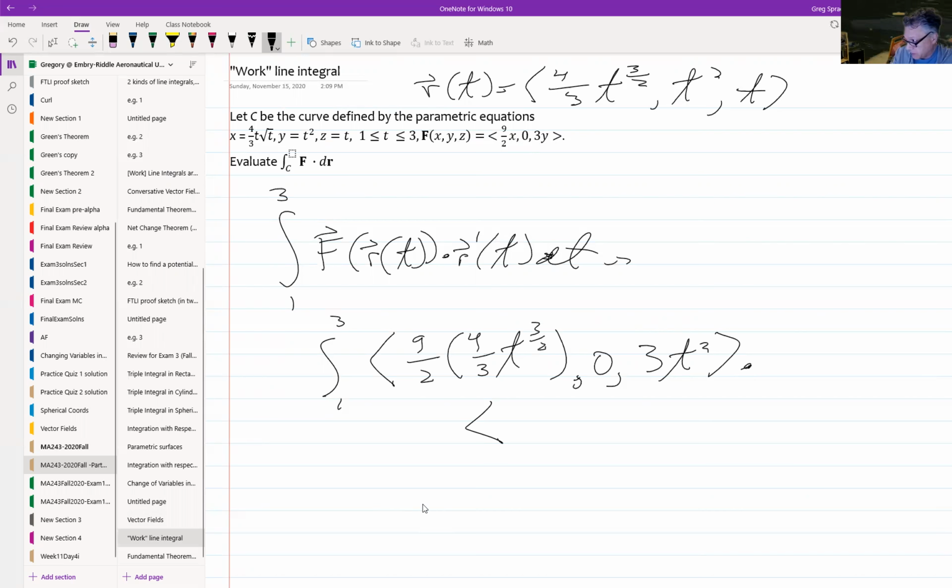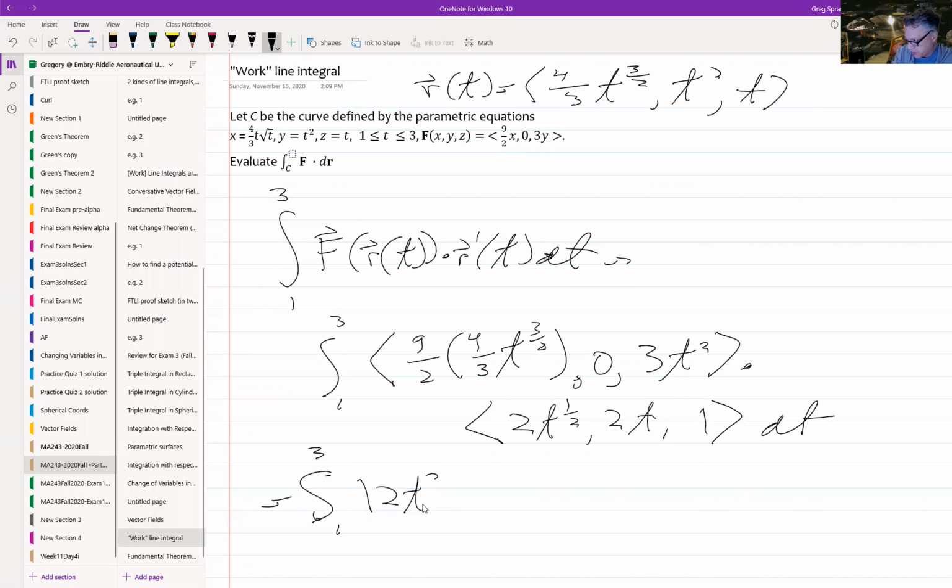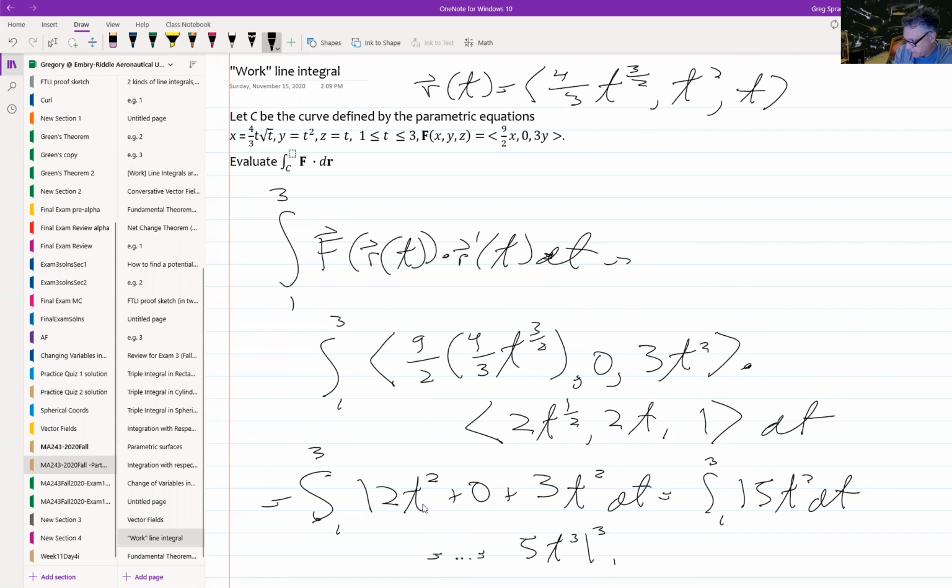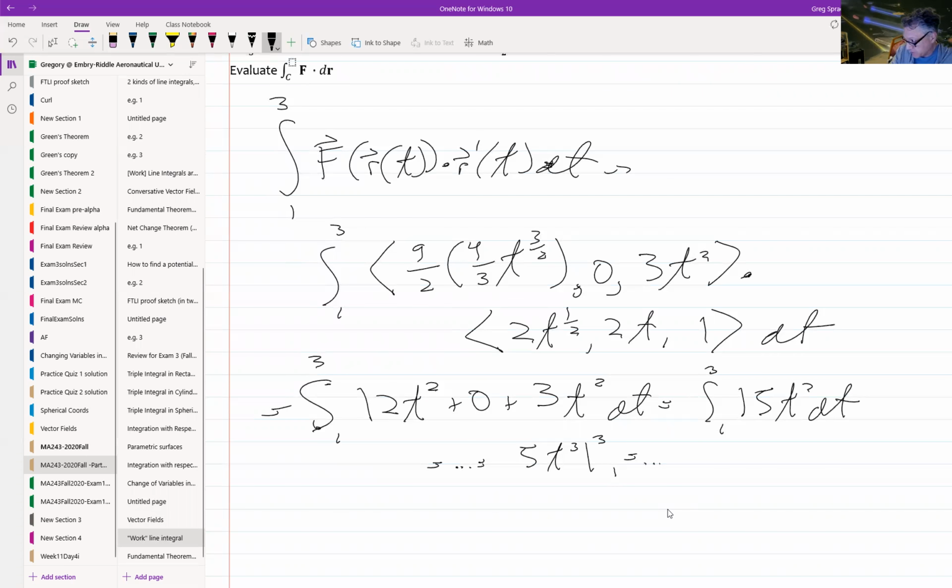R prime of t turned out to be 2t to the 1/2, 2t, 1. And when you do the dot product, 3 times 2 is 6, 6 times 2 is 12. 12t squared plus 0 plus 3t squared. It simplifies to 15t squared. That gives us 5t cubed, evaluated at 3 and 1. I think that turns out to be 130.